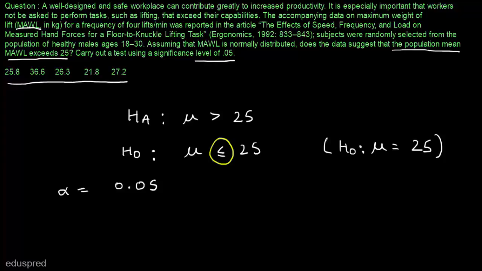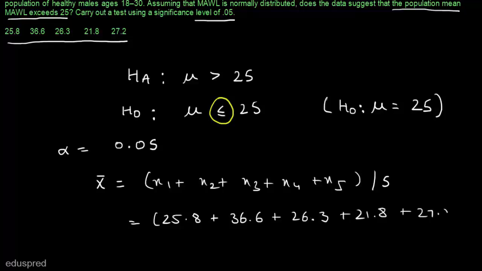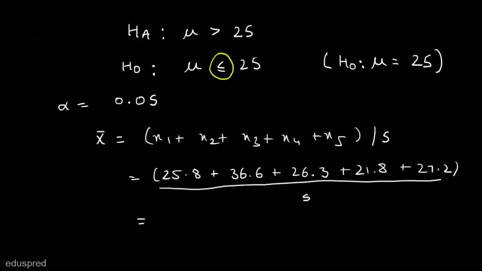So let's start with sample mean. I'm denoting sample mean by x bar. So x bar is equal to x1 plus x2 plus x3 plus x4 plus x5 divided by 5. So that means x bar is equal to 25.8 plus 36.6 plus 27.2 and so on, divided by 5. And this is equal to 27.54. So the sample mean is 27.54.